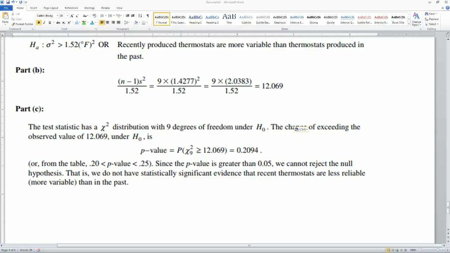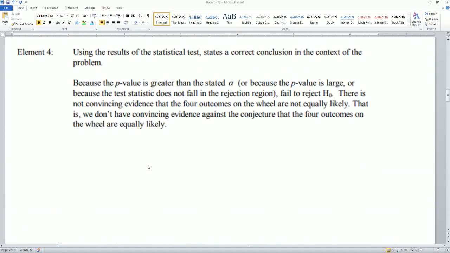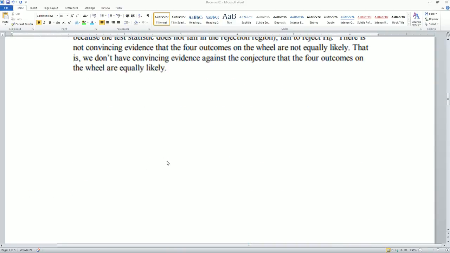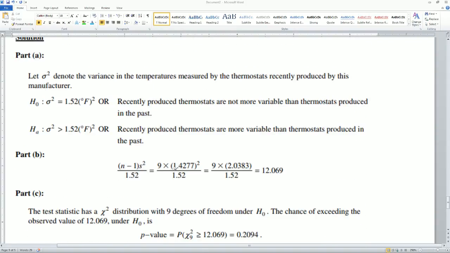Oh, so we directly use the 12.069. So 12.069 is our chi-square. Yes. Remember how the chi-square is given in that weird formula? Most of the time the chi-square is given in this format, but here they give it to you already. They tell you this is how it's calculated for this problem.